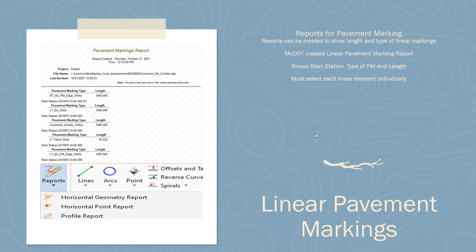It shows the start station. Over here, start station, it shows the type that we have, and that is based on the name that is given to the geometry, and then the length that is defining that entire pavement marking. So let's take a look at doing those.